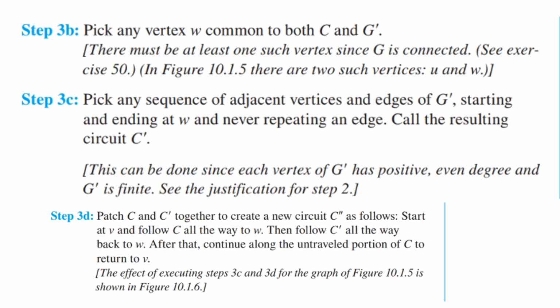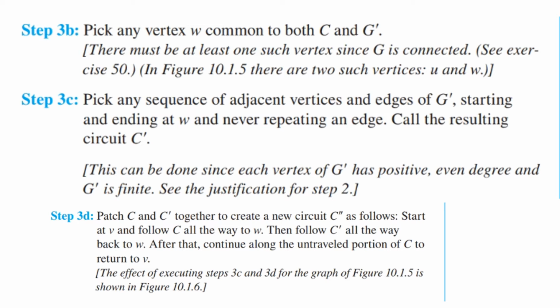So we pick W to be that one. Then we pick a sequence of adjacent vertices and edges of G prime, starting and ending at W, never repeating an edge, and call this C prime. Now this can be done for the same reason that we talked about for step 2 above.